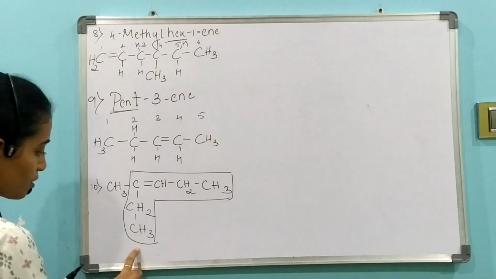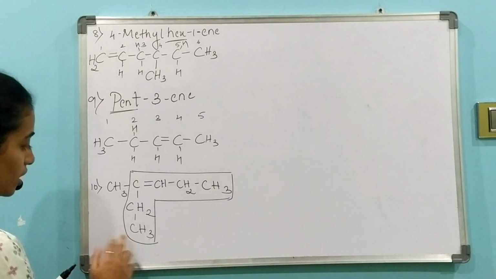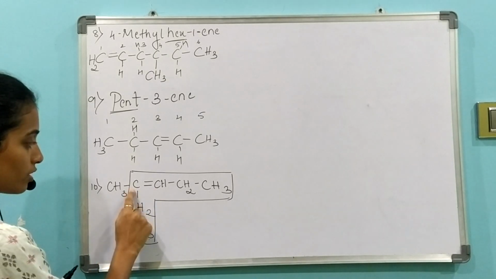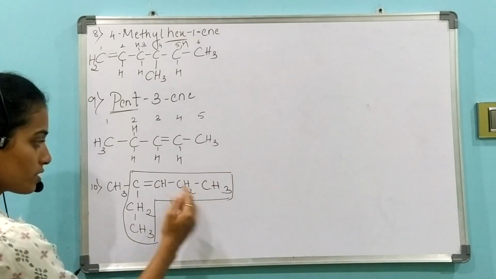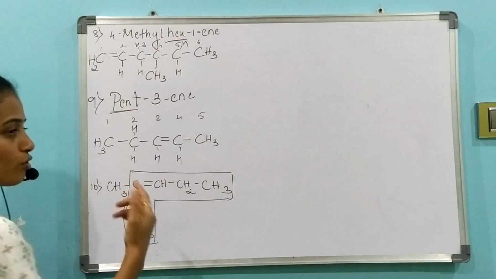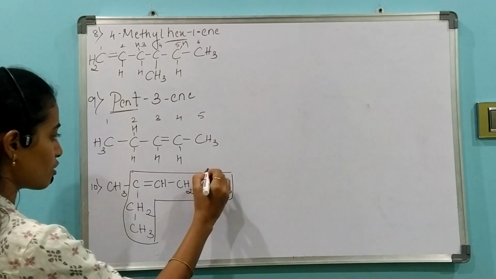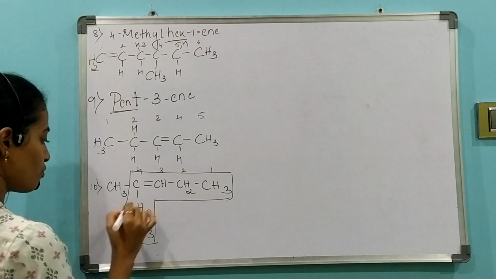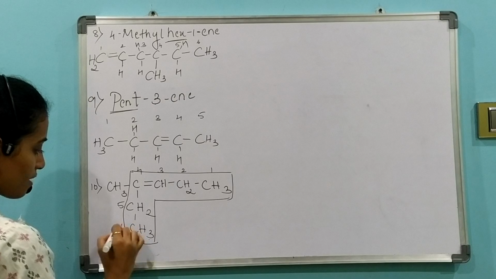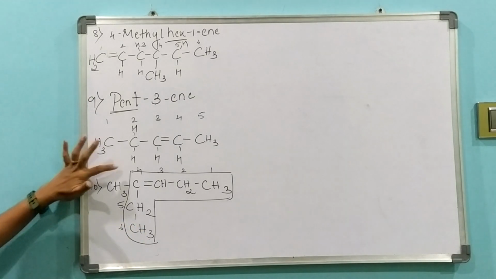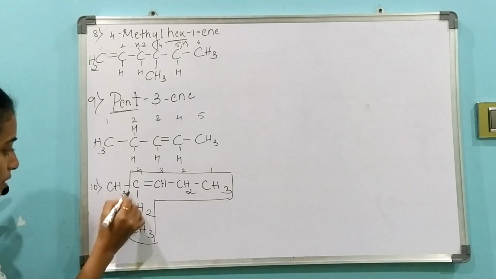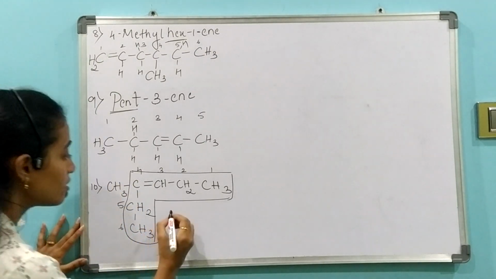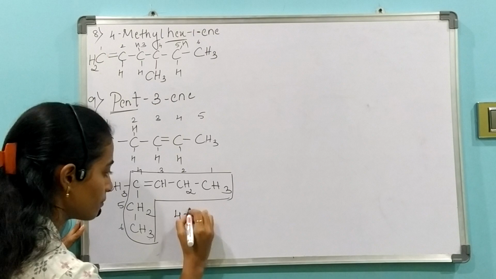Whether you are going to number it from here, just count, select, check it. 1, 2, 3 and 4 you are going to get for the double bond. Come from this side. 1, 2, 3 and a 4. Both same. So start it from this side. Carbon 1, 2, 3, 4, carbon 5 and carbon 6. On the 4th carbon you got your methyl group again as a substituent. What is it? 4-methyl.